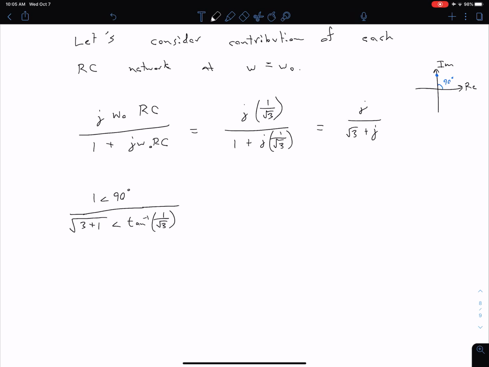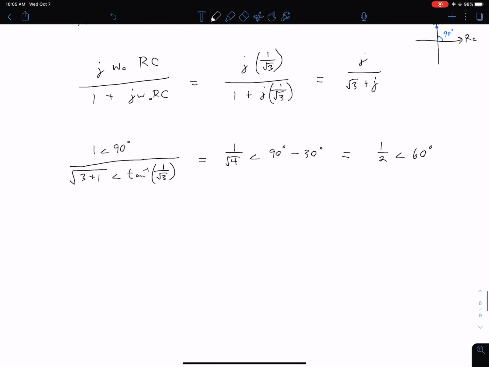Now we can divide our magnitudes to get our overall magnitude, which is going to be 1 over root 4, and we subtract our phase angles, so 90 degrees minus the phase angle in our denominator. So we have 90 degrees minus 30 degrees, which is what that inverse tangent comes out as. And we see that this can be reduced to 1/2 angle 60 degrees. So as expected, each of our 3 RC networks is contributing a 60-degree phase shift.